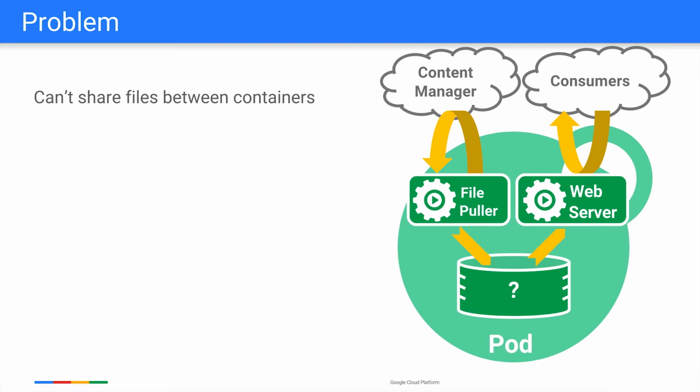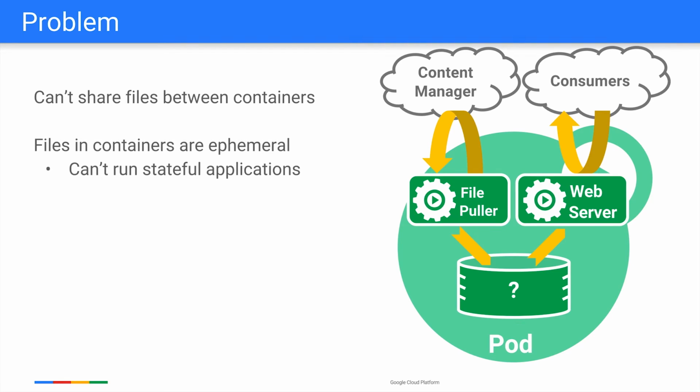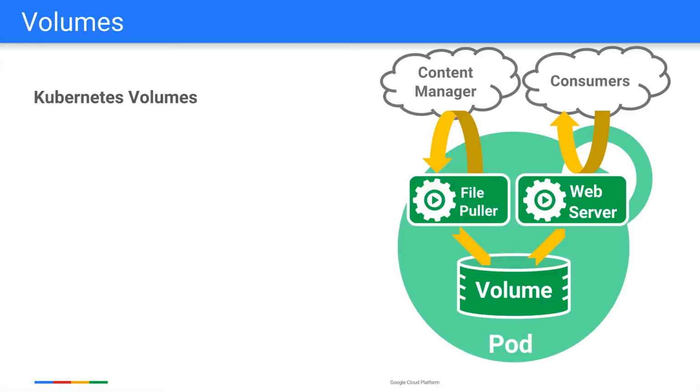Second problem is that containers are ephemeral, and the files inside a container are also ephemeral, meaning they're deleted when the container is terminated. This means if a container crashes or the machine is restarted, you lose your data inside the container. If you're trying to run a stateful service, having your data disappear is a non-starter. This is where Kubernetes volumes come in.